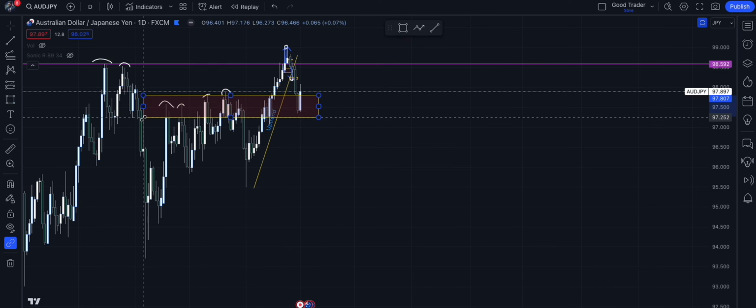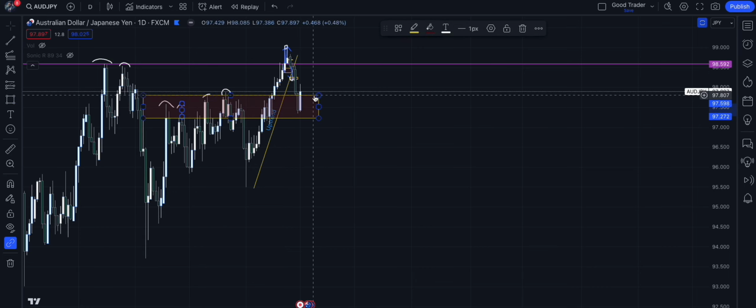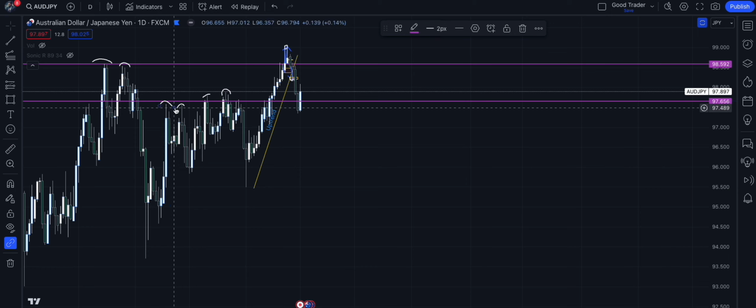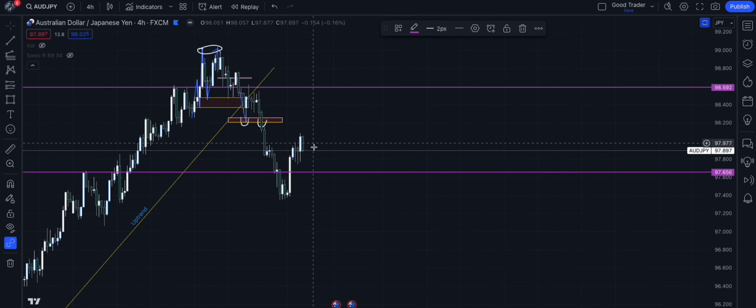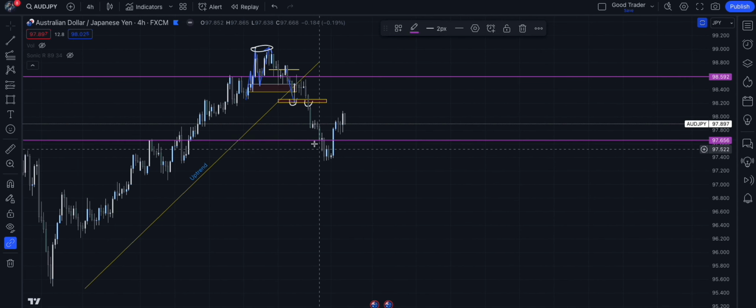There's a huge zone over here, so that's why I identify the zone. When the wick reacts to the zone, that is where I close my position around there.